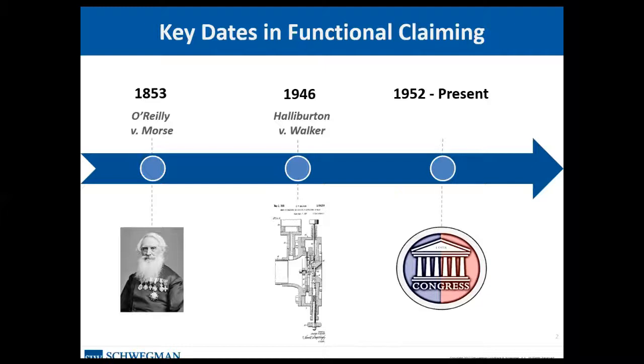I think Morse's case is significant with regards to the history of functional claiming because it indicates the Supreme Court's general wariness towards functional claiming, which is often defined as the practice of describing an invention according to what it does rather than what it is. 100 years later, the case law moves from telegraph poles in the sky to oil wells deep in the bowels of the earth at the Halliburton versus Walker case.